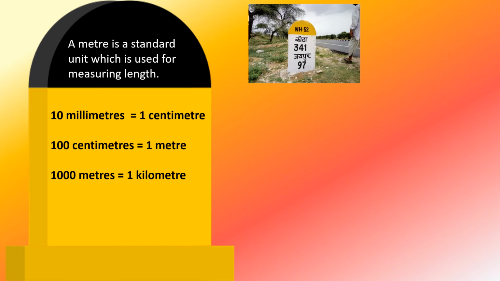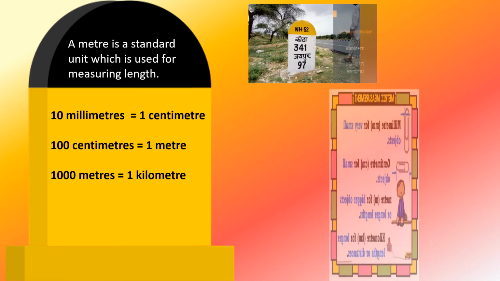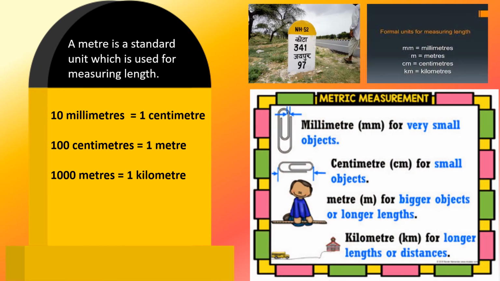10 millimeters is equal to 1 centimeter. 100 centimeters is equal to 1 meter, and 1000 meters is equal to 1 kilometer. Children, millimeter is used for very small objects, whereas centimeter is for small objects. Meter is used for bigger objects or longer lengths, and kilometer is used for longer lengths or distances. In short, millimeter to kilometer is in ascending order, that is from small to big.